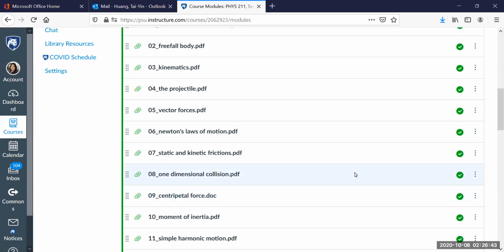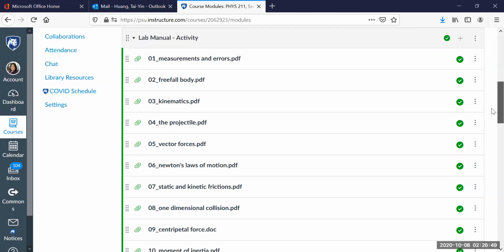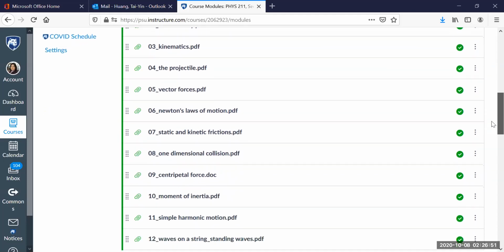Okay, so this week we're going to do static and kinetic frictions. You log on to Canvas, click on modules and scroll down to find the lab activity. Click on Lab 7. I'm going to bring up the file, so this is the file.